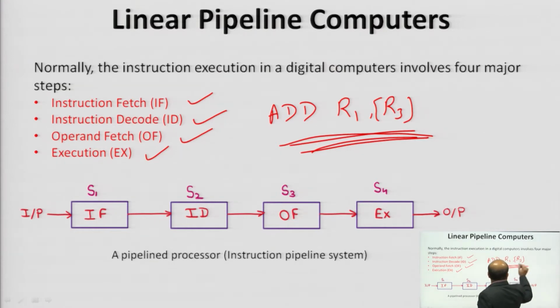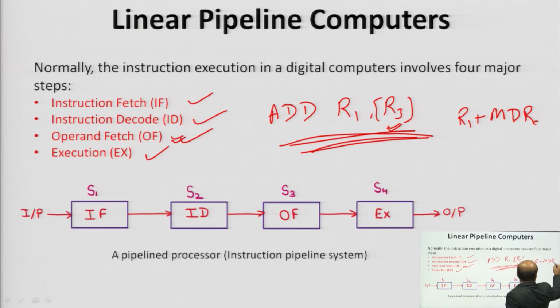In this particular instruction example, the second operand is stored in main memory, and the address is given in R3. Obviously, the third step is also required, because the second operand is stored in main memory, it is not given in R3. So, the operand fetch step will also be performed in this particular case, and when the second operand is available and the instruction is already decoded, only then will the instruction execution take place, the execution of R1 plus MDR out data.